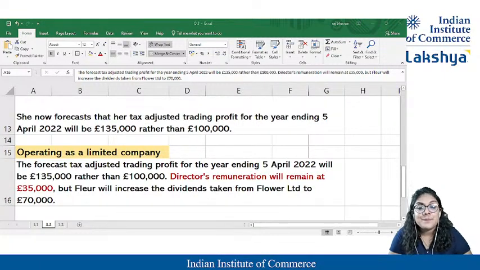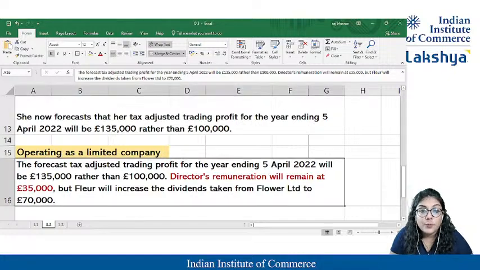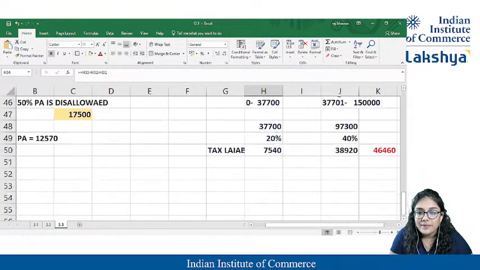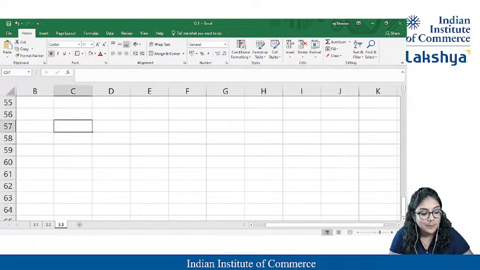Now how am I supposed to show income? Let me make it big. Let us first of all calculate how they are going to show their working for the income tax calculations. They are having some director's remuneration, and some figure has been increased, so dividends. Okay, let's go ahead with the working of the second point.